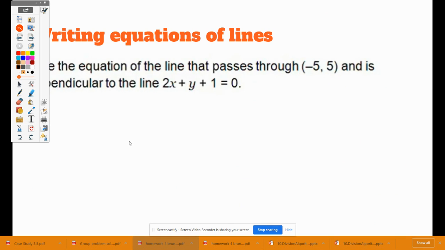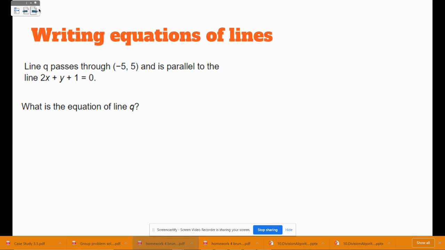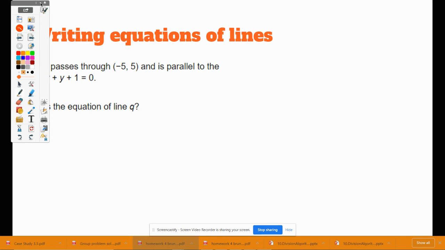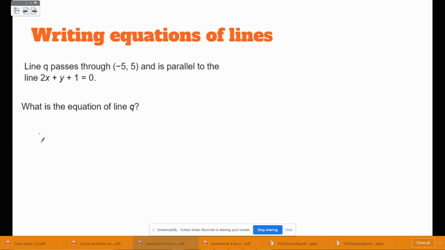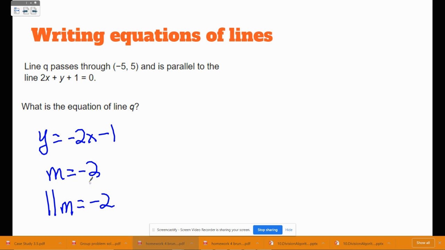Okay, what do we have here? What if it's parallel and not perpendicular? Well, I already figured out what the slope was. y was negative 2x minus 1, if you remember. So the slope of this was negative 2. So a parallel slope would also be negative 2 because they would be the same.